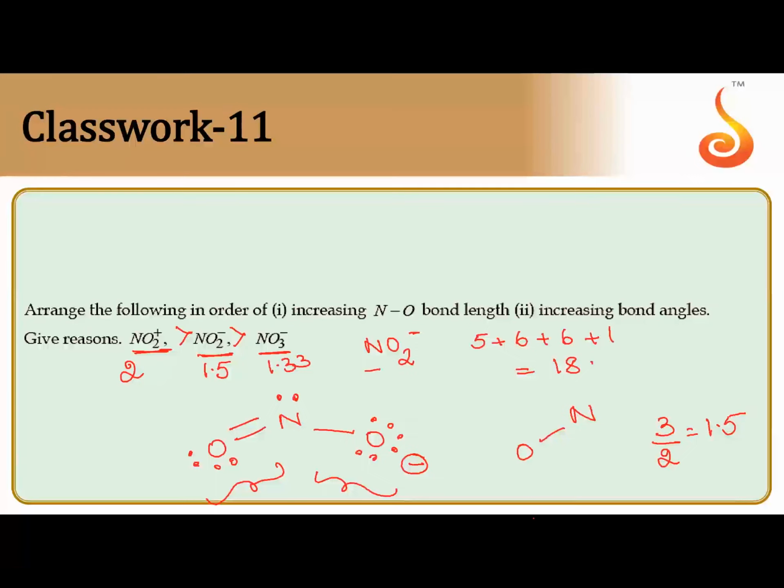Okay, bond angle once again, let's discuss. I'm not sure if I gave the order to you correctly. NO2 plus had bond angle 180 degrees. Okay, NO2 minus had bond angle less than 120 degrees. And NO3 minus had 120 degrees. So who is the highest? NO2 plus only. And next, who is the highest? NO3 minus. And who comes last? NO2 minus.